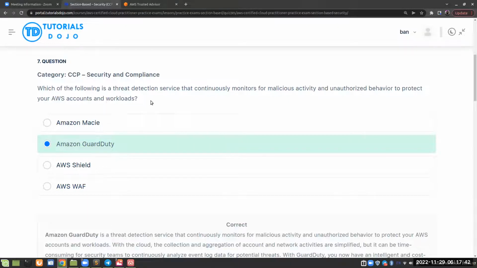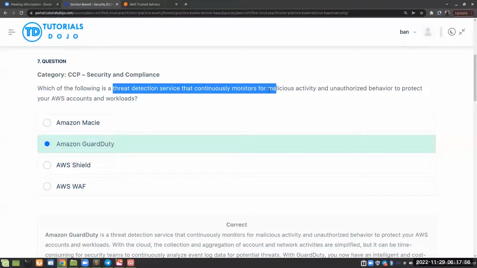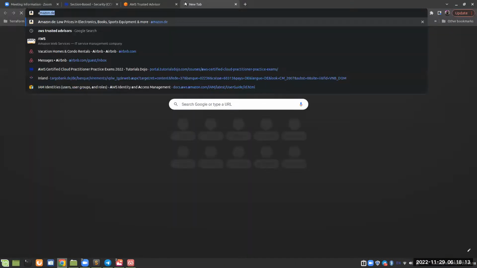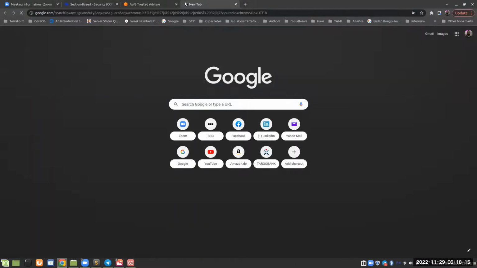If you go to Amazon GuardDuty, this is Amazon GuardDuty. This is what you should remember when you are learning the services. Immediately you see a threat detection service that continuously monitors for malicious activity, right? Unauthorized behavior, and it has to do with your accounts and workloads. Actually, this is the definition of AWS GuardDuty. And if you were to go and check what that is, that's exactly what you see.